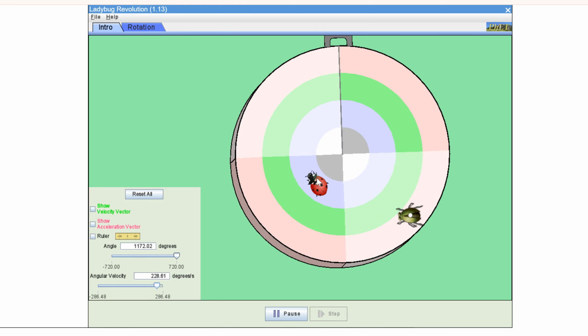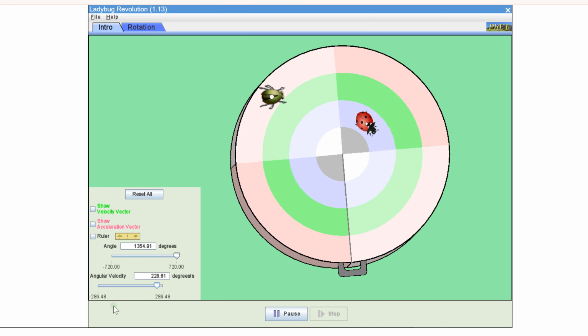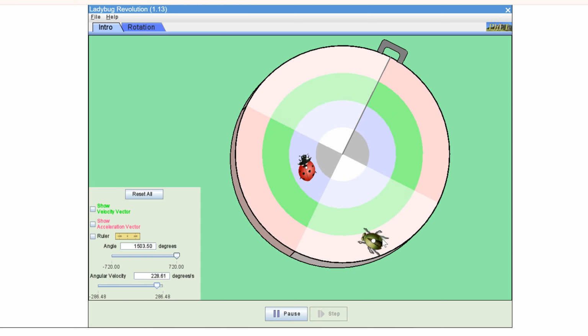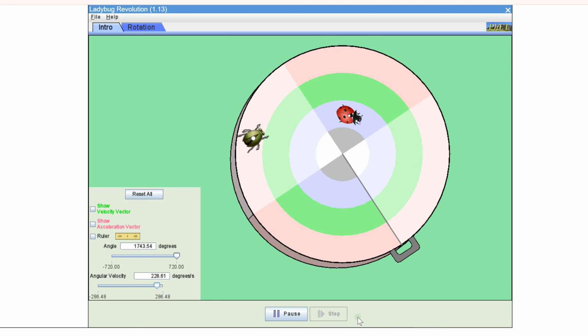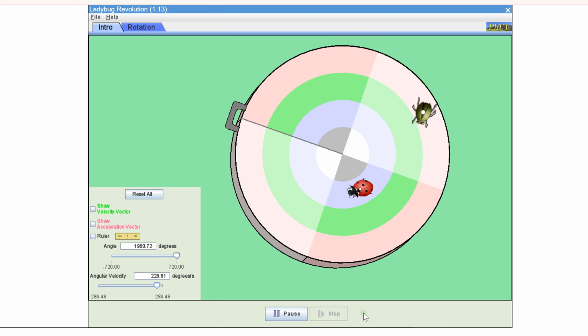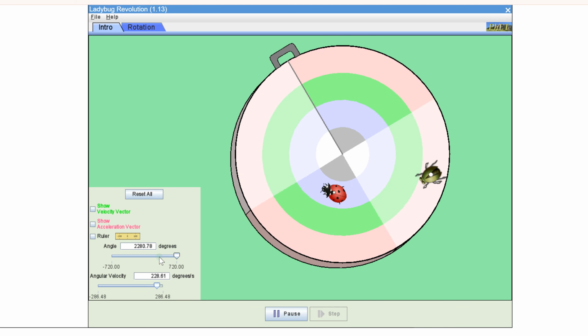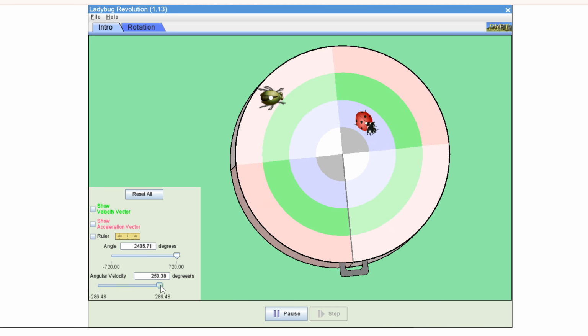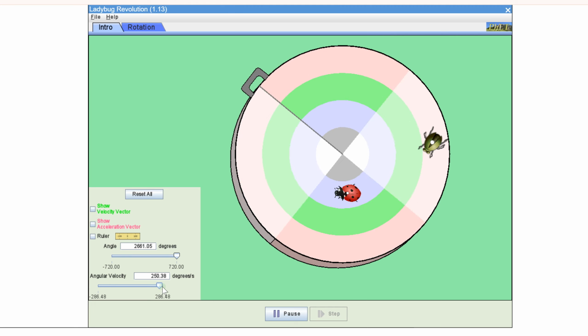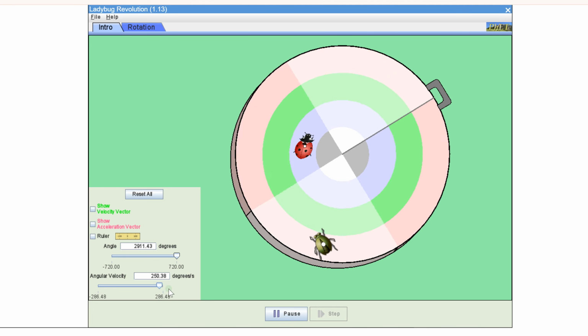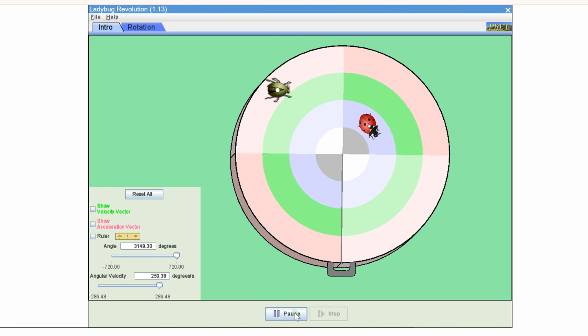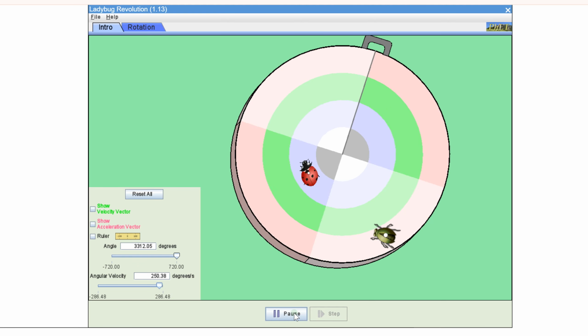The inner bug is completing the same number of rotations as the outer bug, the green one, every second. And so, in a way, they're moving with the same speed because they're both completing the same number of rotations per second. But it's pretty clear that the green bug is moving a little bit faster because it's covering a lot more distance in its circumference. So let's take a look at a problem that helps us understand these ideas mathematically.